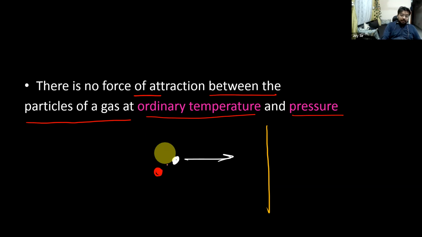ठीक है. So according to this theory, if two molecules are even in very close proximity, मतलब बहुत सामने सामने हैं, there will be no force of attraction, no force of repulsion between them. Is it all right? Clear? Yes, sir.